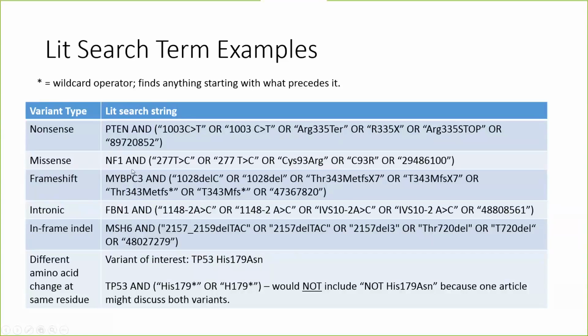For a missense variant, again, it's kind of the same thought: you start with your gene and then add in the different cDNA possibilities as well as what you might see for the resulting missense change for the protein change.